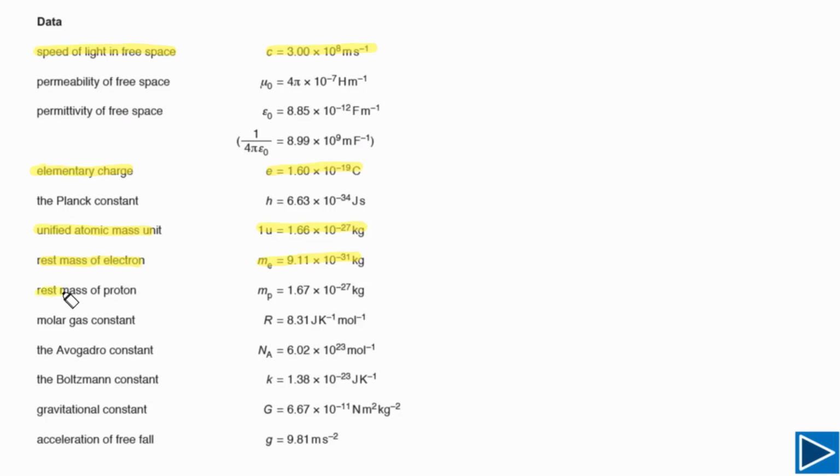Next one is the rest mass of proton, simply the mass of proton when the proton is not moving, or moving at low speeds. At AS level you can understand this is simply the mass of proton, because we are not talking about relativity.